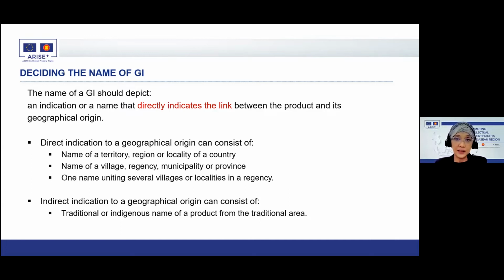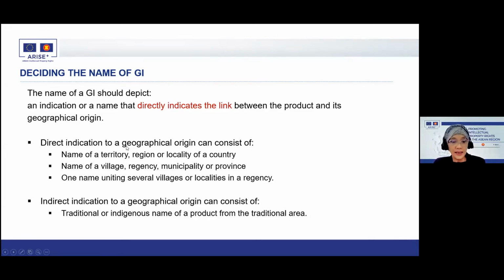But this is not the case here. Designating the name of a GI should depict an indication that directly indicates the link. Even though it takes the form of an indirect GI, the link should be direct.